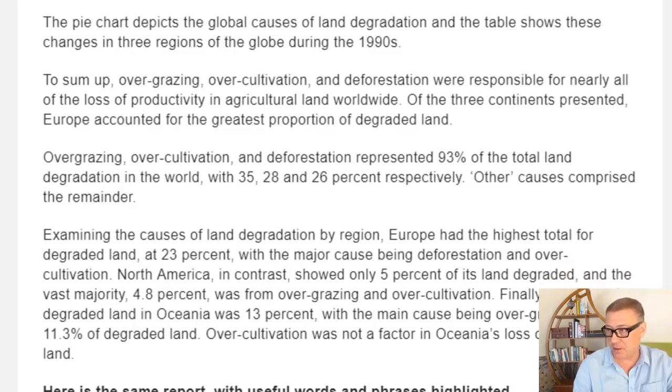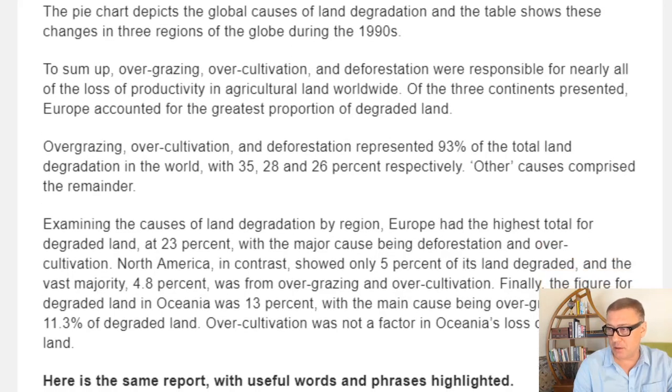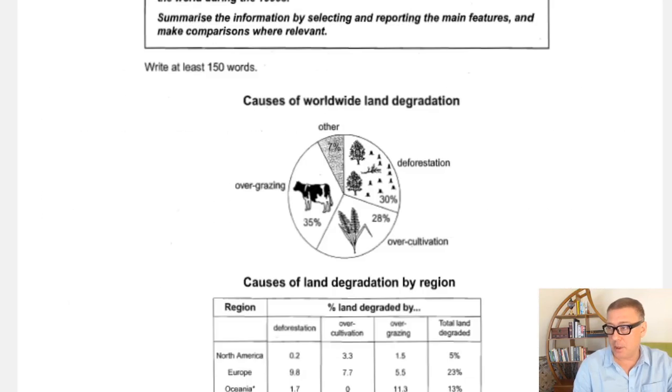I will change this as soon as this lesson is over, but you'll notice overgrazing, overcultivation, and deforestation represented 93% of the total land degradation in the world. 35, 28, 30. That is 93%. But if you look at the numbers down here, 35, 28, 26, it doesn't add up to 93. That adds up to 89. I think what happened? I wrote 26 instead of 30.